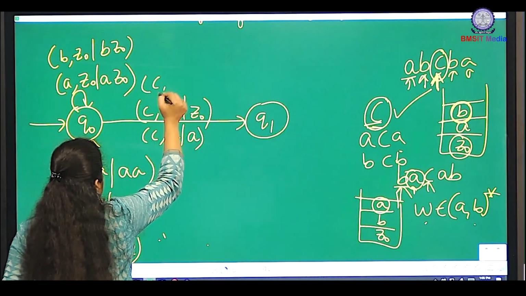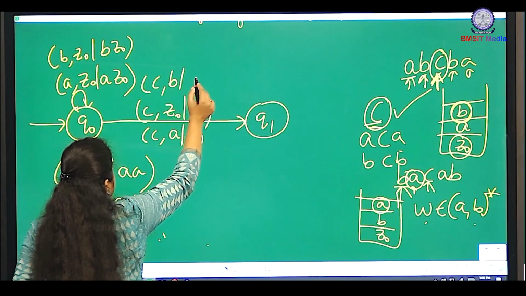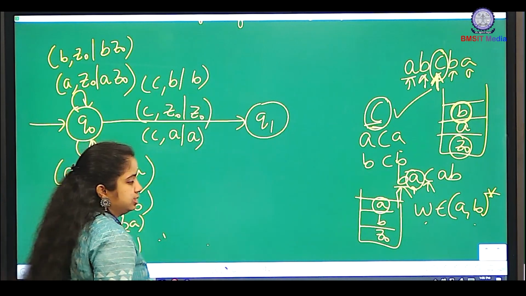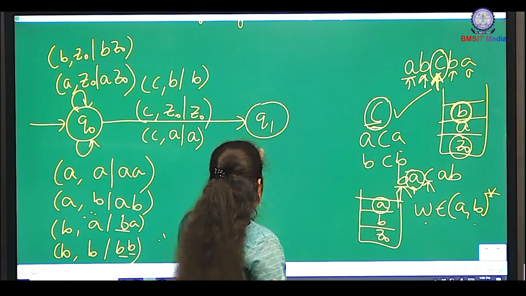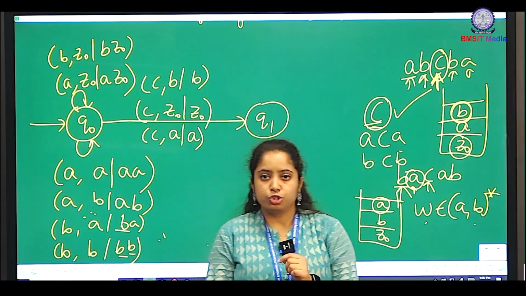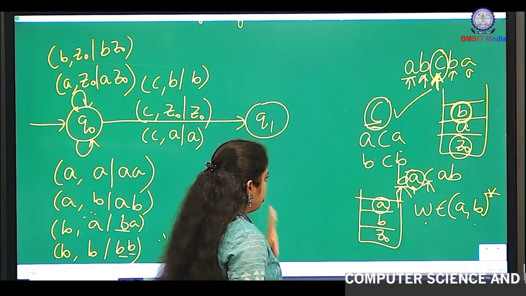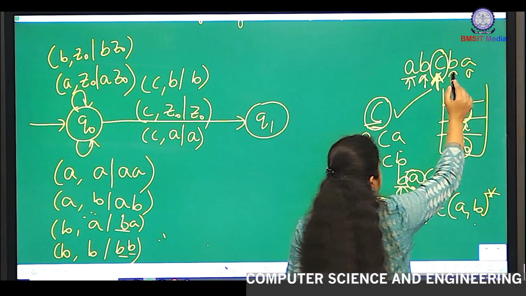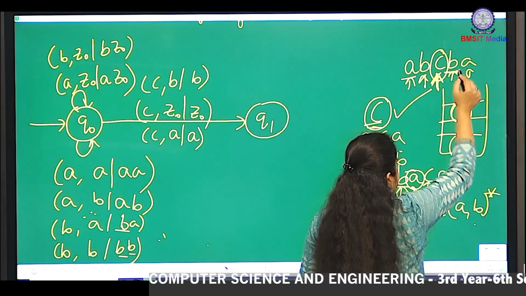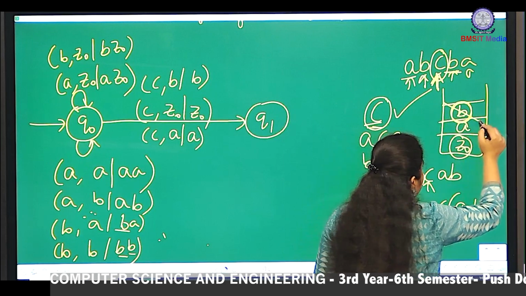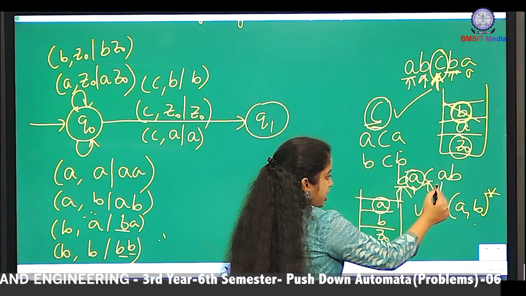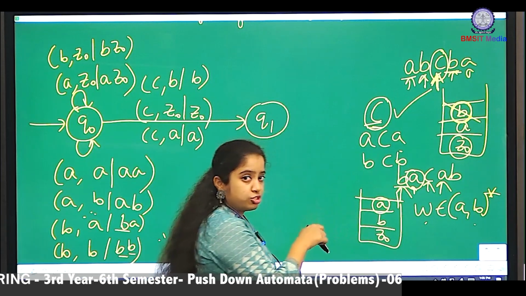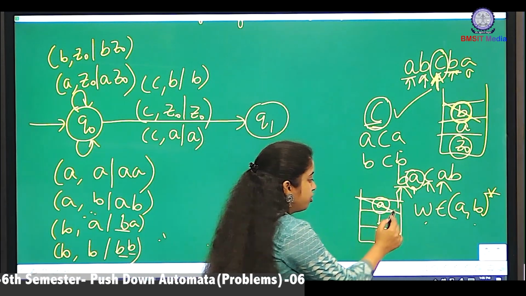So, next B, B will be as it is. Then you go to the state Q1. Once you reach Q1 state, you need to start popping, right? When you receive B, B should be in the stack, you will pop it. Or when you receive A as the input symbol, A only should be in the stack, so you will pop it.